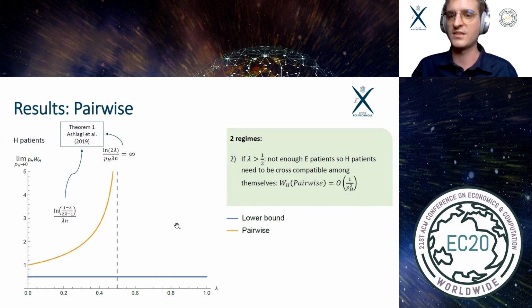But when you have more hard to match patients than easy to match, then you have an accumulation of hard to match patients in the system. And these hard to match patients now need to be cross-compatible among themselves. And this happens with probability pH squared. And basically, the expected waiting time for these patients is of order 1 over pH squared, which basically explodes in this graph since we multiply by only pH.